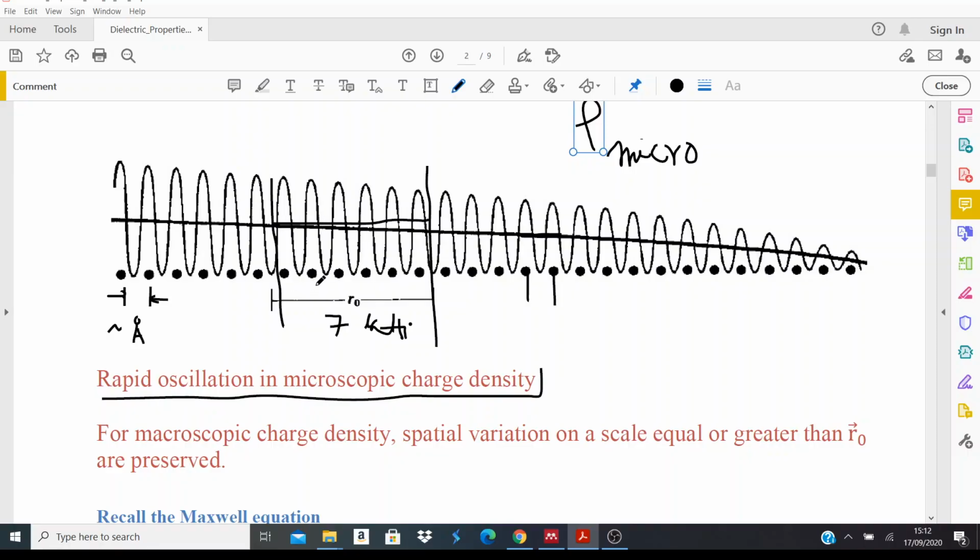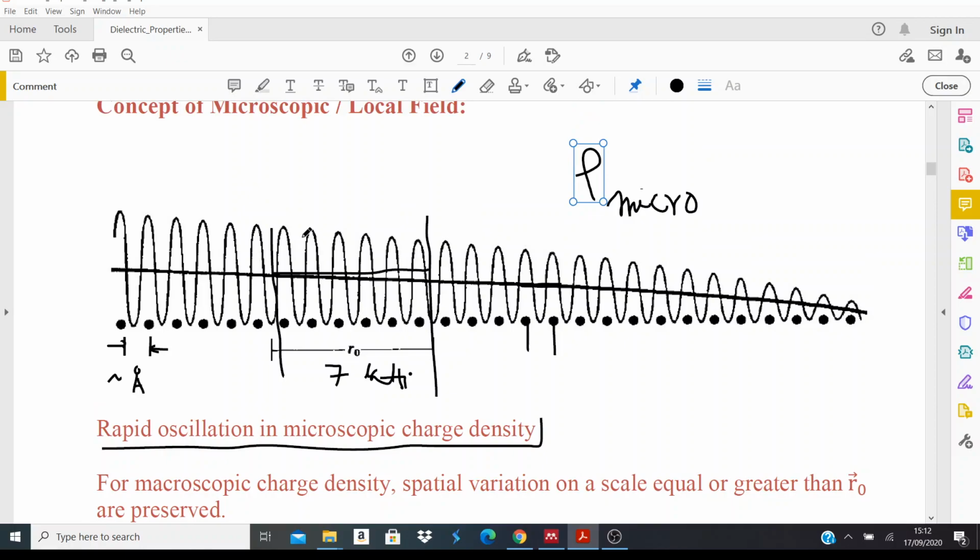But if somebody asks you what the macroscopic is doing in R0, this is doing a rapid fluctuation, right? So that's the difference. This thick line, you can think of as the macroscopic. Macro means large, so macroscopic, and this rapid oscillating curve is the microscopic charge distribution, right?